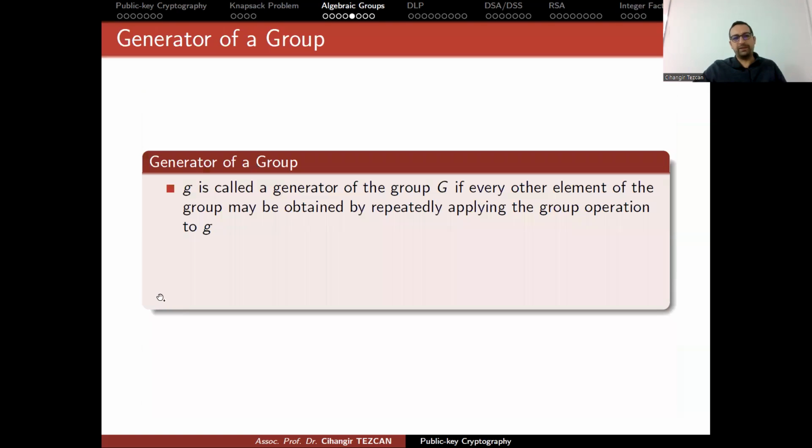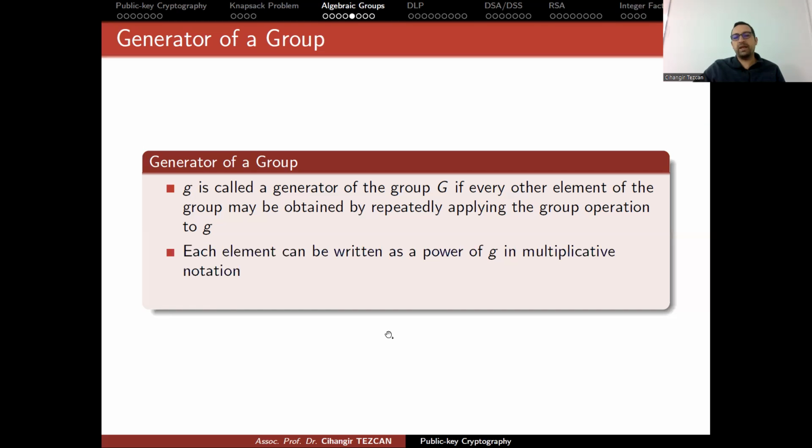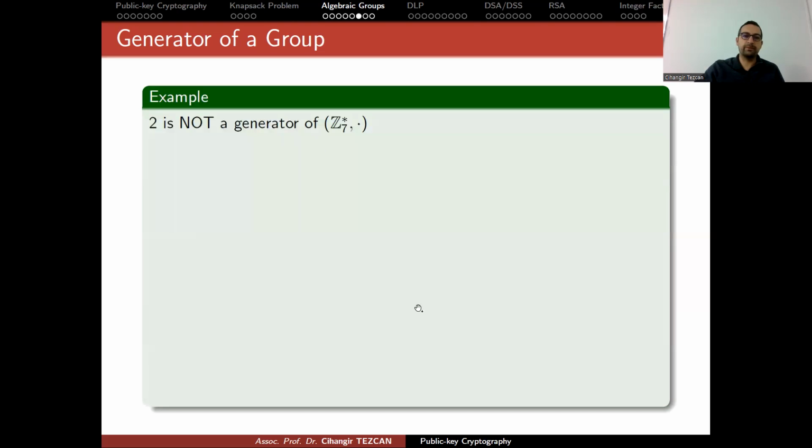Okay, so let's talk about the generator of a group. The small g is called the generator of the group G if every other element of the group may be obtained by repeatedly applying the group operation to g. Each element can be written as a power of g in multiplicative notation. Each element can be written as a multiple of g in additive notation. So again, let's give an example to make these definitions more clear.